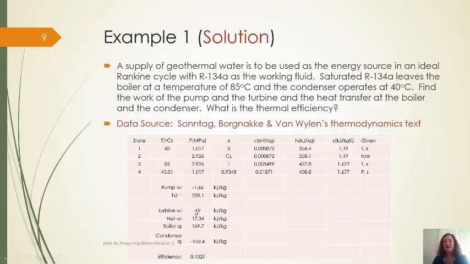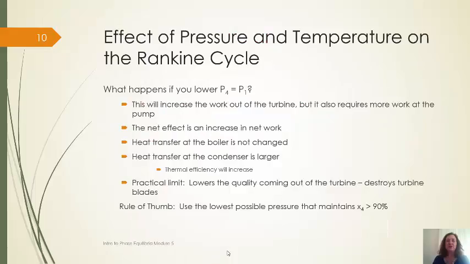Doing that, calculating the various work inputs, so these are all specific work and specific heat in this case, I calculated the net work, the boiler heat transfer, the condenser heat transfer, and found that this cycle was 10% efficient. Again, you'll want to pause the video, go through and review this on your own to make sure you really do understand this. So we're going to, in the next video, start looking at what happens if I change the operating conditions. So we'll pause the video here.